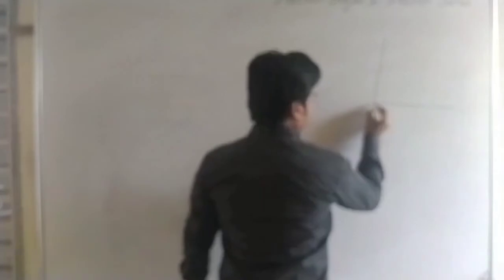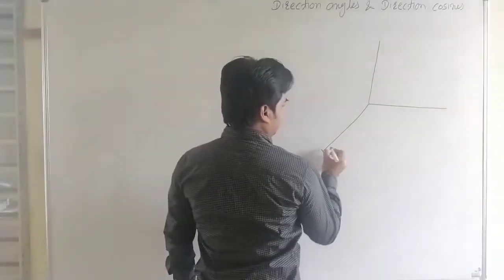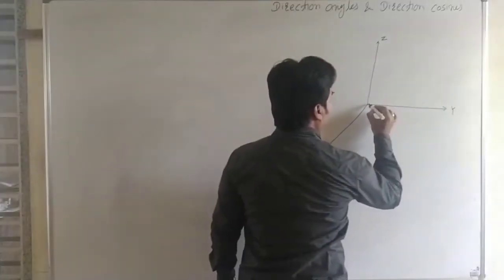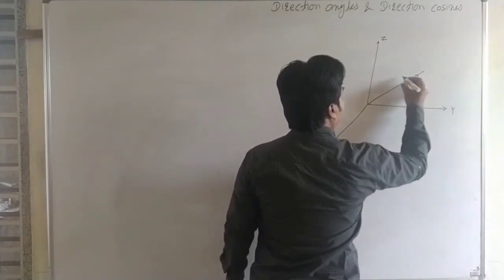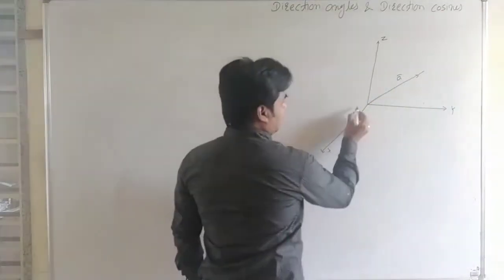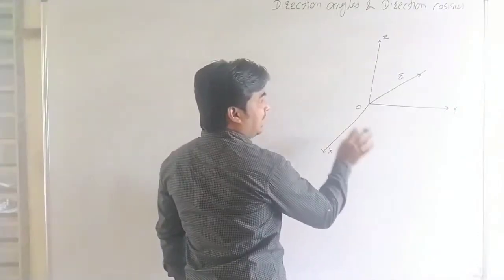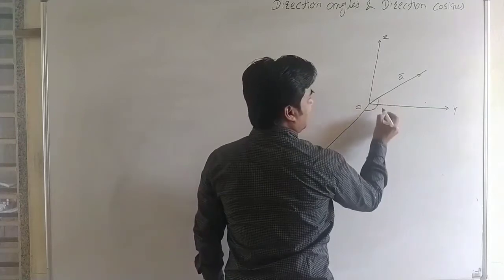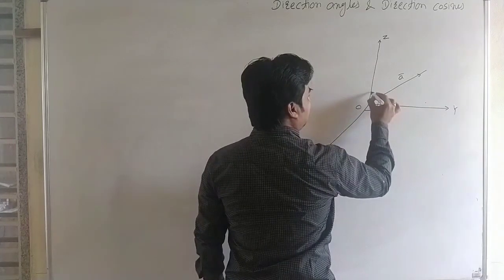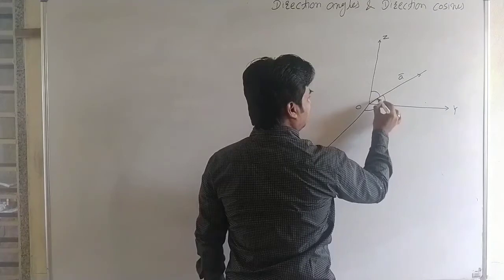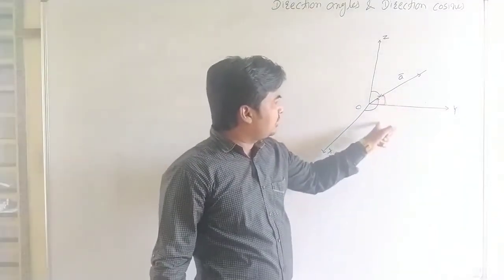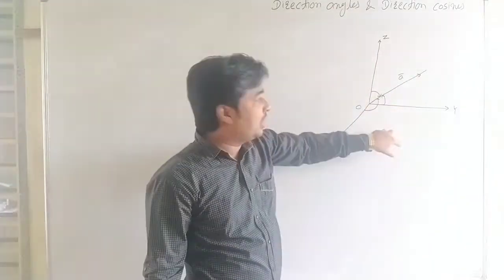Now here we draw the x-axis, the y-axis and the z-axis. Then take any non-zero vector, a bar, from the origin. Then the angles made by the vector with the positive direction of the x-axis, the positive direction of the y-axis and the positive direction of the z-axis.